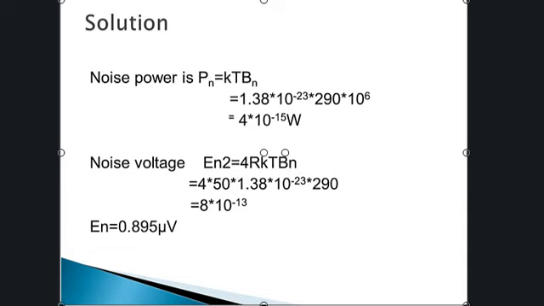Similarly, noise voltage can be calculated as En square is equal to 4RkTBn. Friends, please read this as En square. It is not En2. So after substitution, we get the noise voltage to be 0.895 microvolt.